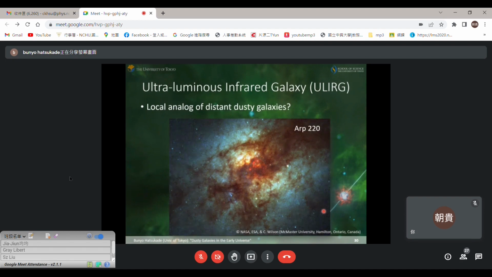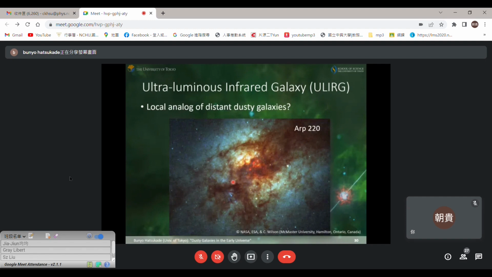And this picture is a up to 20, which is categorized as an ultra-luminous infrared galaxy, ULIRG. So this is a very bright galaxy at infrared wavelengths, because a large amount of dust exists, covering the central star-forming activity or active galactic nuclei in the area. So inside these galaxies, very active star formation occurs.